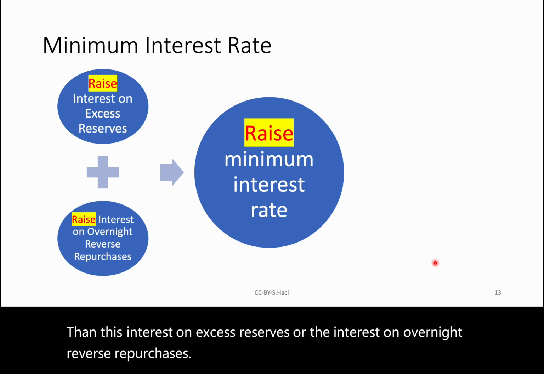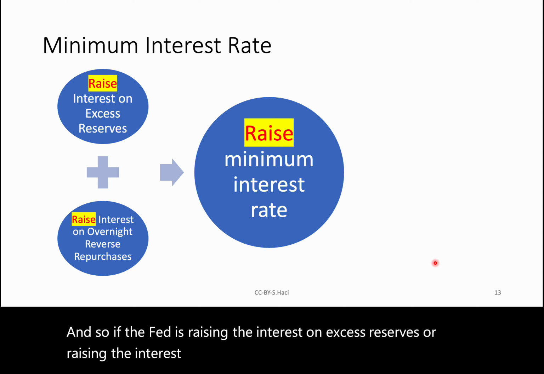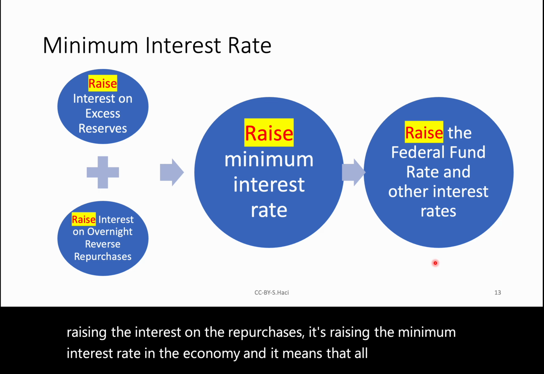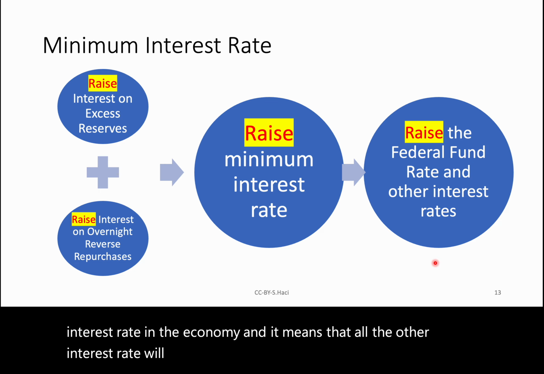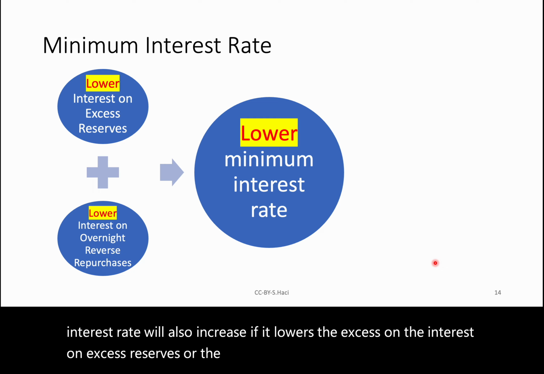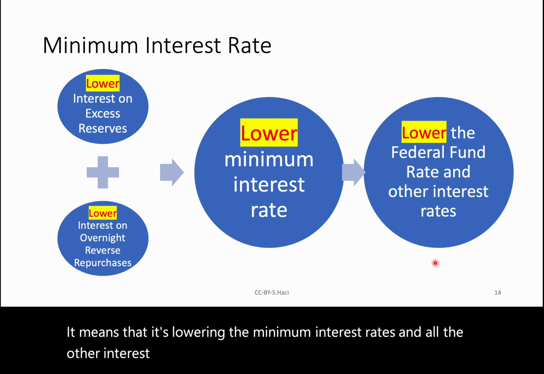And so if the Fed is raising the interest on excess reserves or raising the interest on the repurchases, it's raising the minimum interest rate in the economy, and it means that all the other interest rates will also increase. If it lowers the interest on excess reserves or the interest on the repurchases, it means that it's lowering the minimum interest rates, and all the other interest rates, the federal fund rate and the others, will also go down.